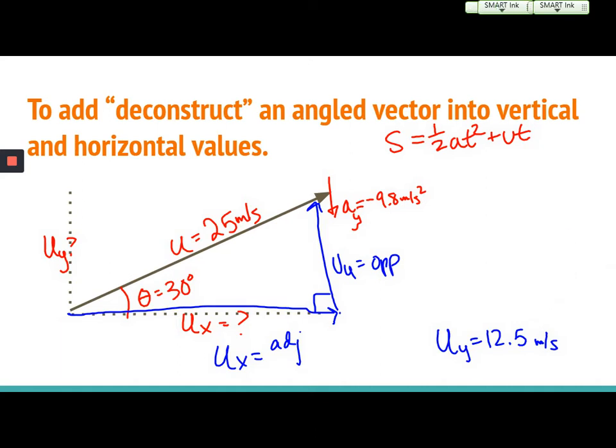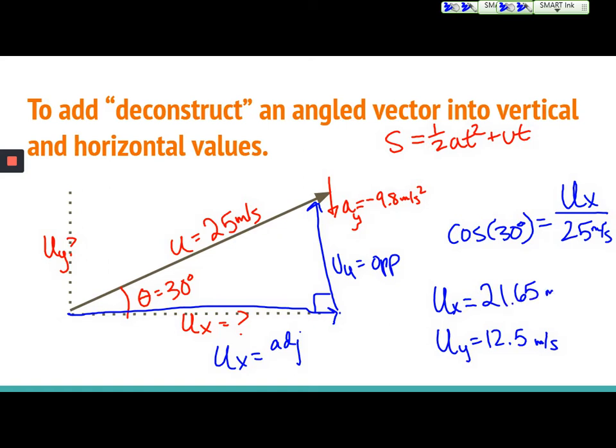To do ux, well, that's the adjacent, and the relationship for an adjacent is going to be cosine of 30, which will be my adjacent side, or my ux, over 25 meters per second. So again, multiply 25 to the other side. So 25 times cosine of 30. My ux is not so simple. It's going to be 21.65 meters per second. Again, deal with your significant figures if and when you need to. So if I had to have two sig figs right now, I would just do some rounding.